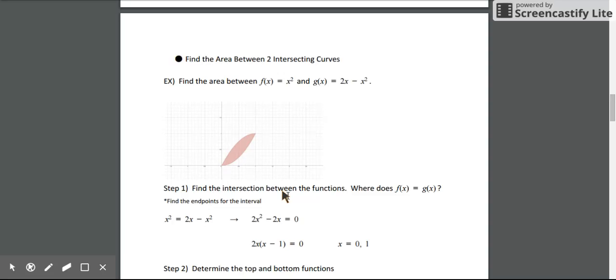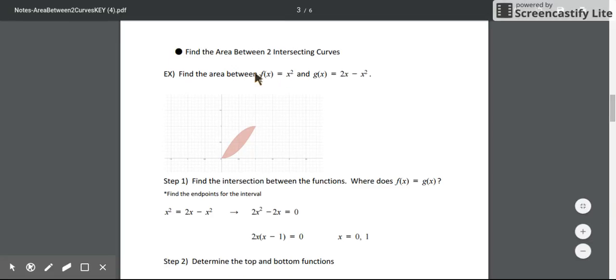So that would be our first step. We've got to find the endpoints for our interval, and so we're going to set our two functions equal to each other to do that. We're going to find the area between f and g. First thing we're going to do is set these two functions equal to each other to find their intersection points.